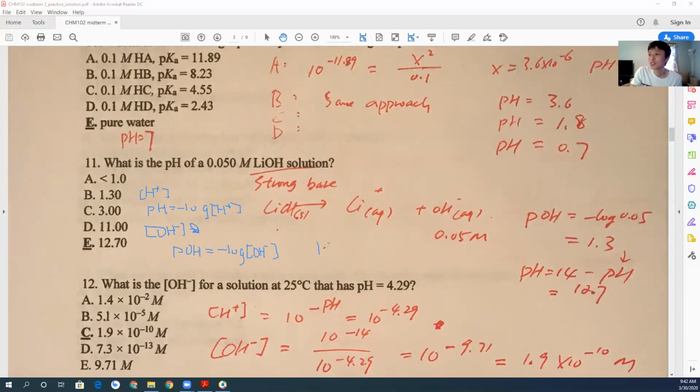And we know pH plus pOH is equal to 14, right? Because Kw at room temperature is equal to 10 to the negative 14, so pKw is equal to 14, which is equal to pH plus pOH.